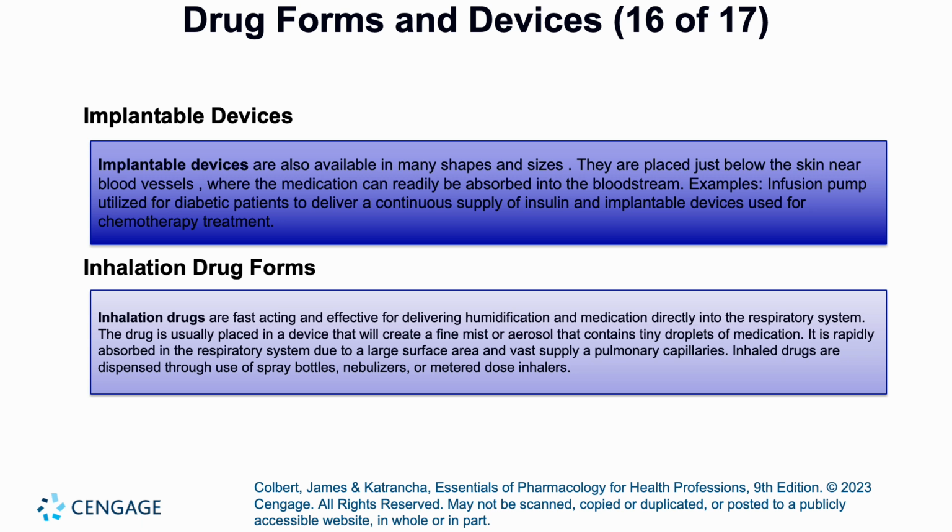Last, there is the inhalation drug form. Inhalation drugs are fast-acting and effective for delivering humidification and medication directly into the respiratory system. The drug is usually placed in a device that will create a fine mist or aerosol containing tiny droplets of medication. It's rapidly absorbed in the respiratory system due to the large surface area of the lungs and a vast supply of capillaries within that system.